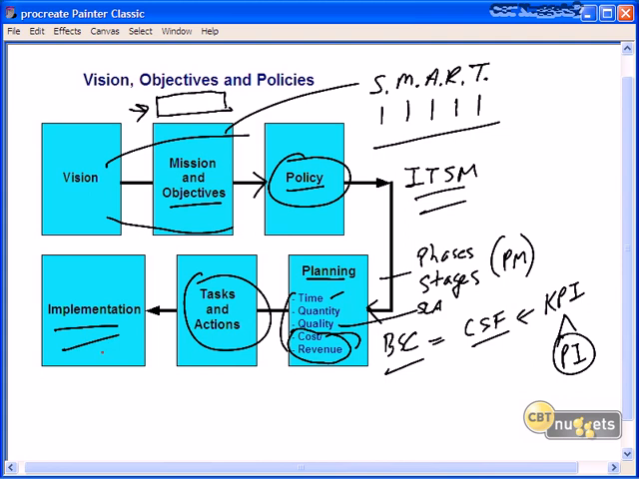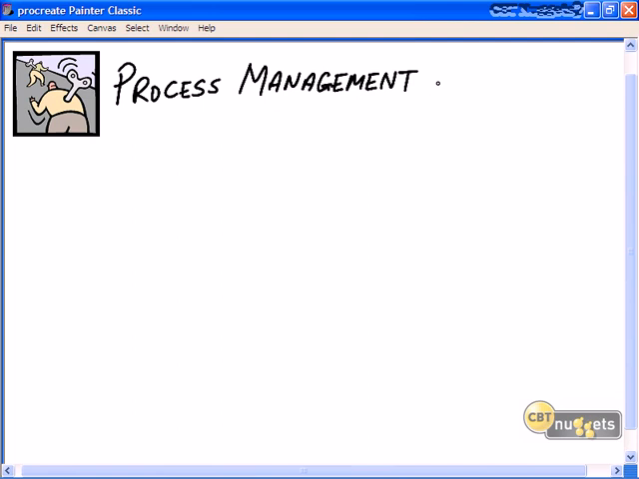And this is the vision, objectives, and policies leading to IT service management processing. Well, as we saw from the previous diagram, the entire vision and mission statement and objectives and policy all leads to processes, or the implementation of processes. W. Edwards Deming said, if you can't describe what you're doing as a process, you don't know what you're doing. Now, how do we define what a process is? Well, here's an official ITIL definition.